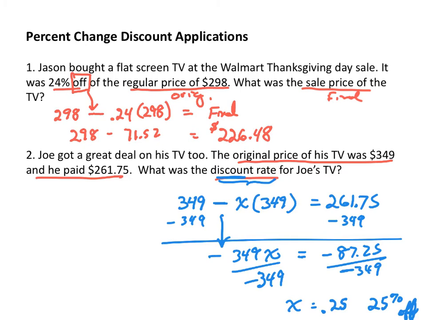Okay. If you want to see that as a proportion, that would be x for the percent off over 100 equals something over the original price, which was $349. To find out what goes here, that would be the amount that it's decreased by, the amount off. Because this is a percent off, right? Percent off. So this has to be the amount off. So you have to subtract, and the amount off is $87.25. Okay.